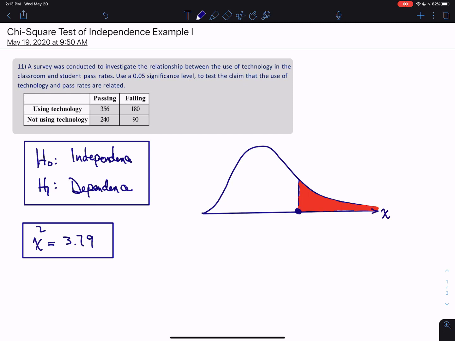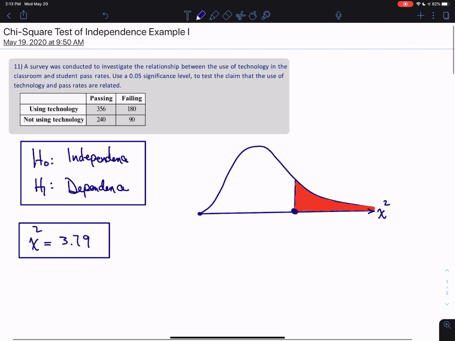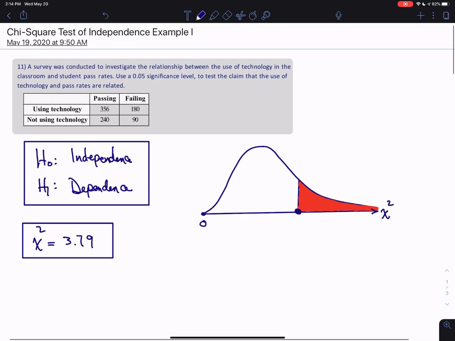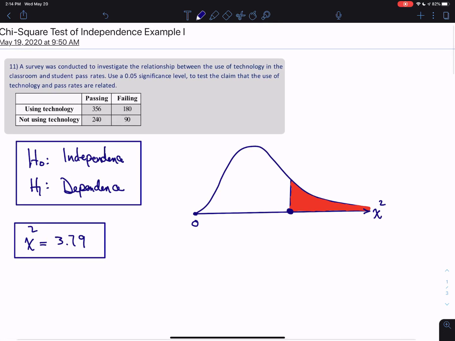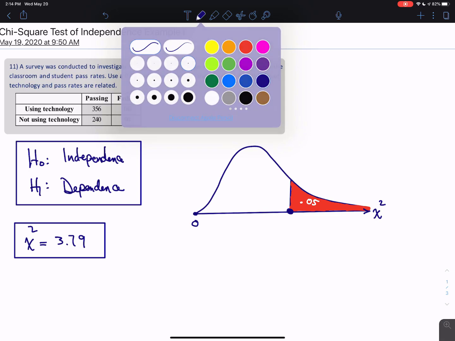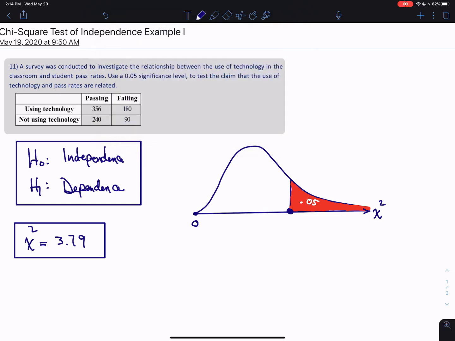Now remember, this is a chi-square distribution. This point here is 0. There are no negative values here. Alpha is 0.05, so that's always necessary when I'm finding critical values. Okay, so alpha is 0.05. Now, the command, verbatim to what you did for the goodness of fit test.